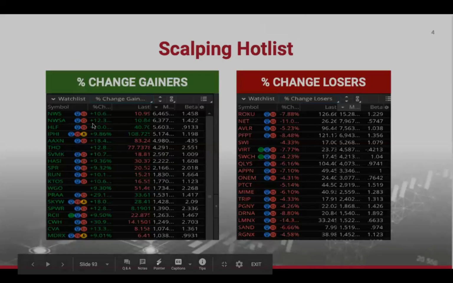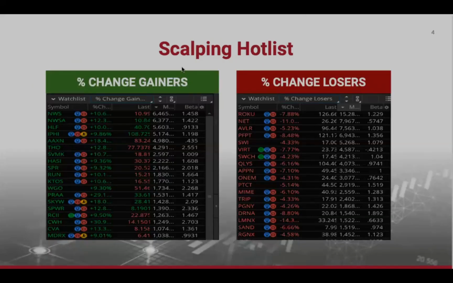Thinkorswim has a pre-screener called the percent gainers list. The percent gainers list is going to have stocks that are up today. That's what the billionaires are buying. The billionaires are buying, and that's what I want to buy that day. I don't want to buy something that's down. Y'all do this all the time. It makes me so angry.